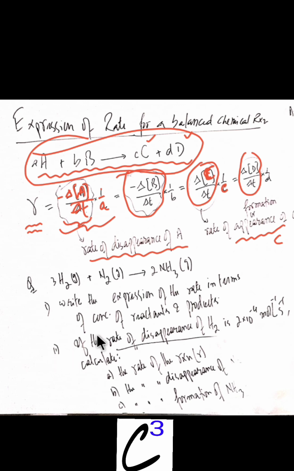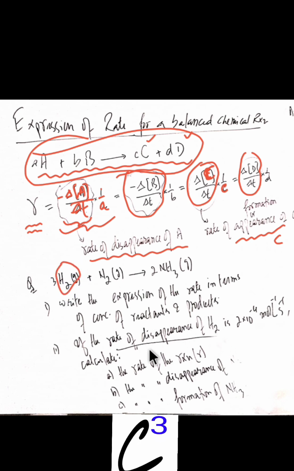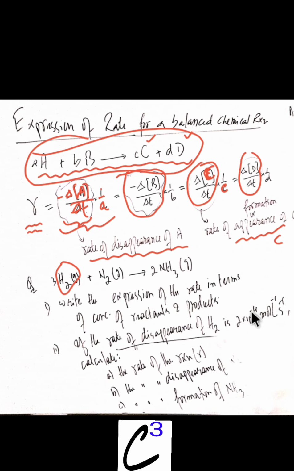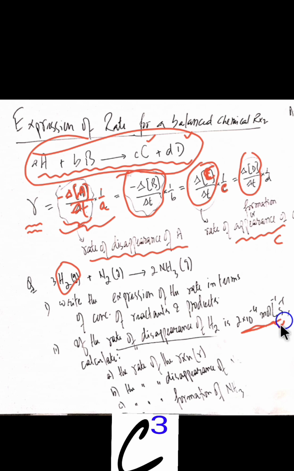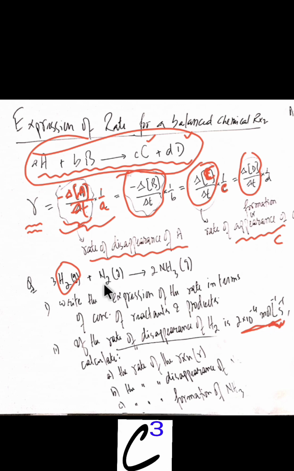Second question is, if the rate of disappearance of H2, the reactant, is 2 into 10 power minus 4 mole per liter per second. Mole per liter per second is the unit of rate of reaction. Okay, and one thing I have missed to tell you about is why this negative sign is placed. Actually, this negative sign is placed because rate cannot be negative.